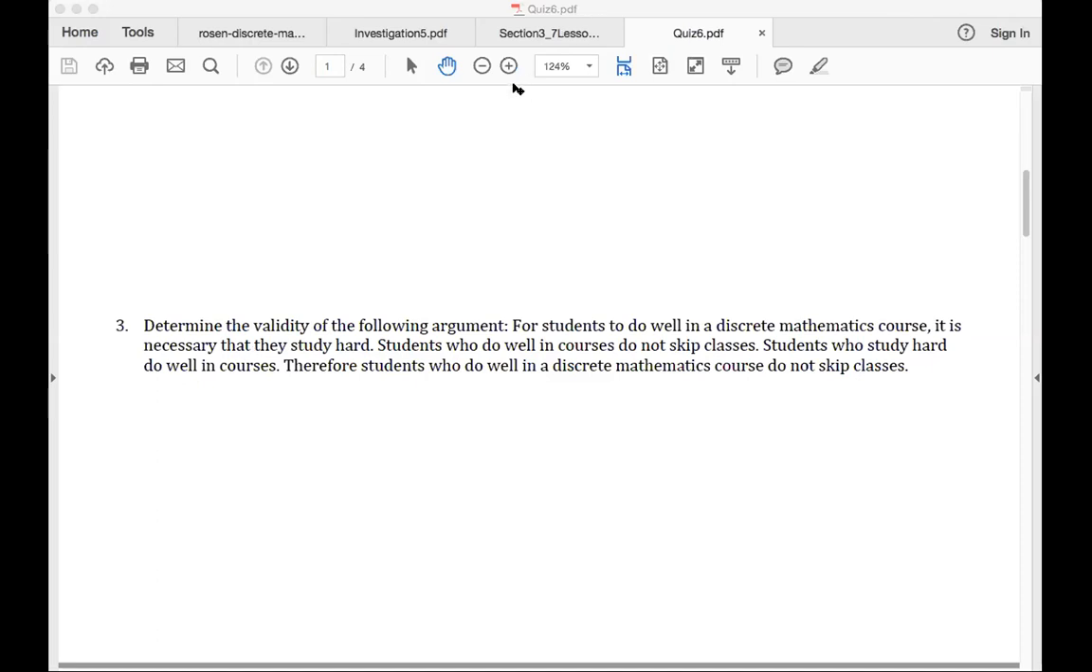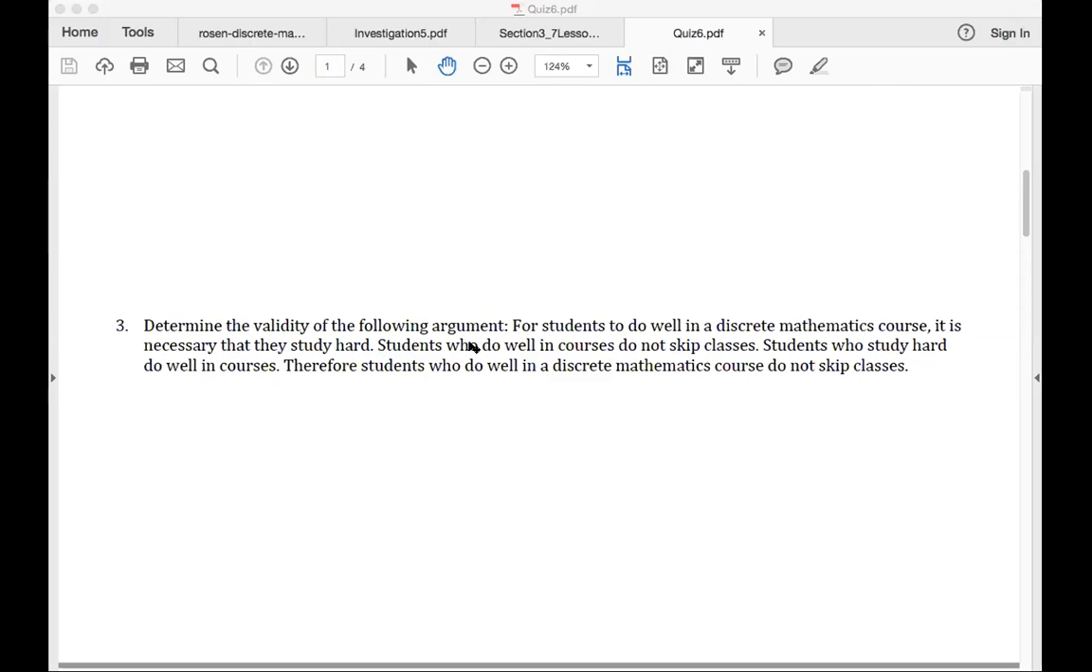Now let's see what our statements say. The first sentence says, for students to do well in a discrete math course, it's necessary that they study hard. That word necessary gives you a conditional statement, so the first statement becomes P implies Q. This is the version of the conditional with necessary: Q is necessary for P means the same as if P, then Q. Basically, if students do well in a discrete math course, then they study hard. That's the translation for the first sentence.